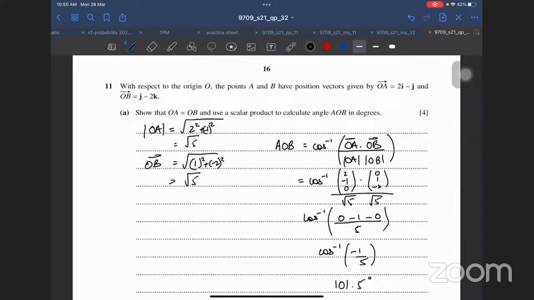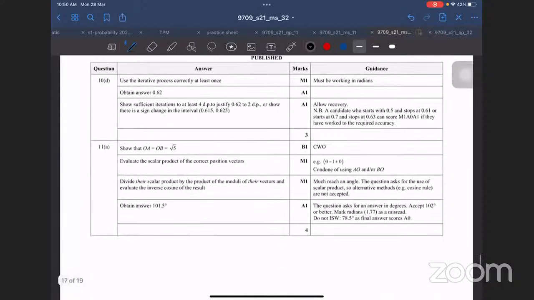$101.5. Okay. Let's check if that is correct. Sorry.